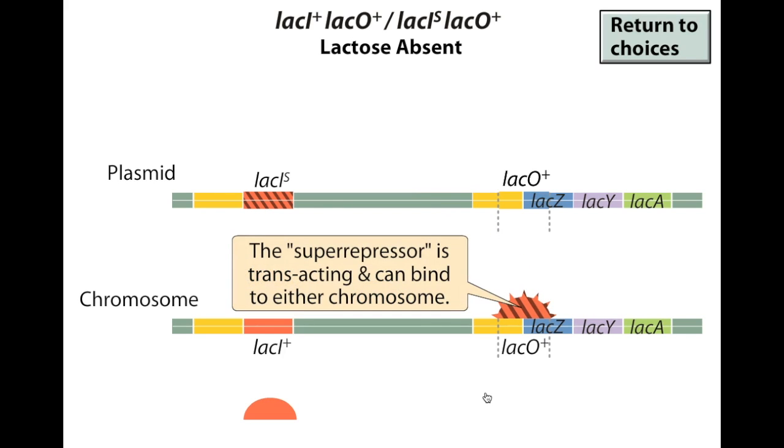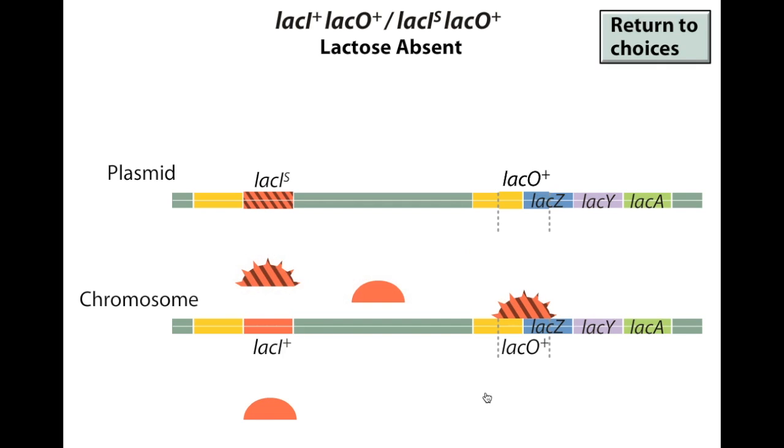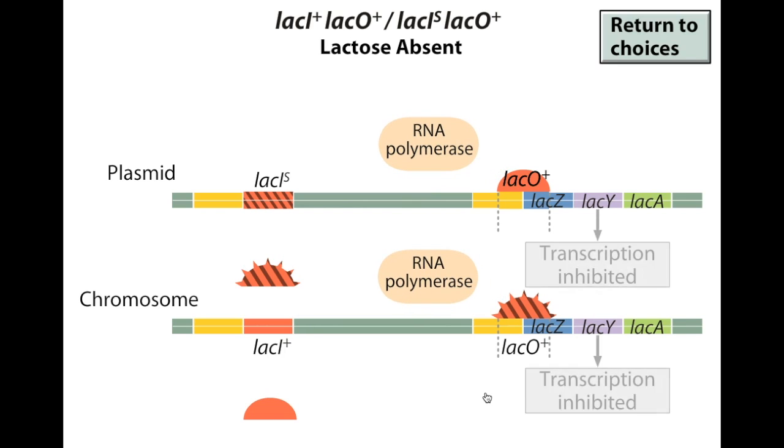The superrepressors are transacting and can bind to either operator region. The wild-type repressors are also transacting and are just as likely as the superrepressors to bind to either operator. With the repressor proteins bound to the operator regions, RNA polymerase is unable to bind and the structural genes are not expressed.